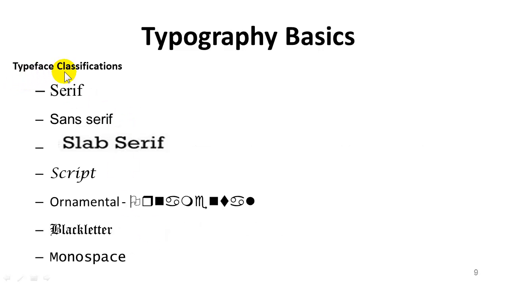So the classifications of a typeface. Serif, meaning it has these little curly things. Sans serif means it doesn't. Slab serif, it's a little bit of a wider serif. Script, it's more like a written. Ornamental, black letter, and monospace. So these are your basic classifications of a typeface. And by the way, sans serif looks better on a computer screen. Serif has been traditionally used for print.